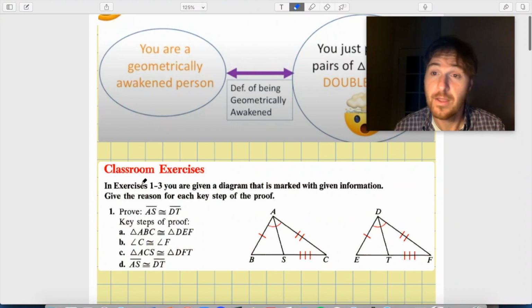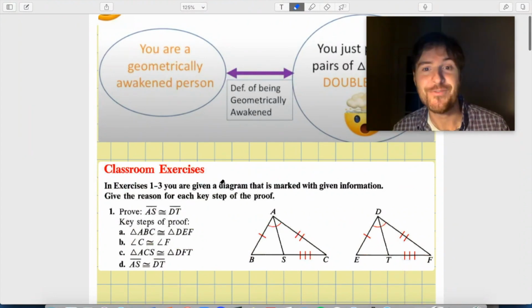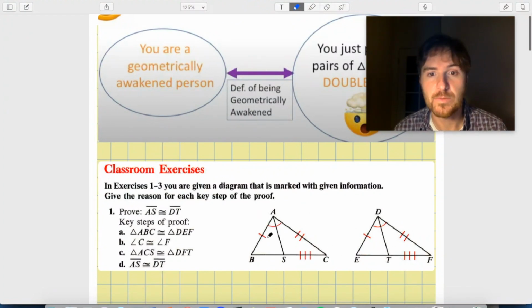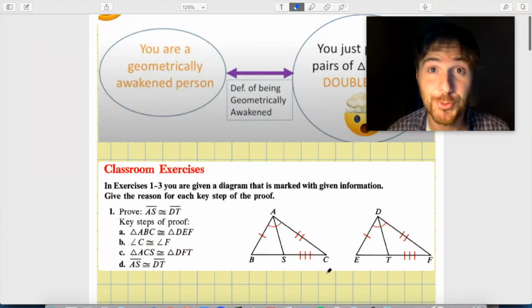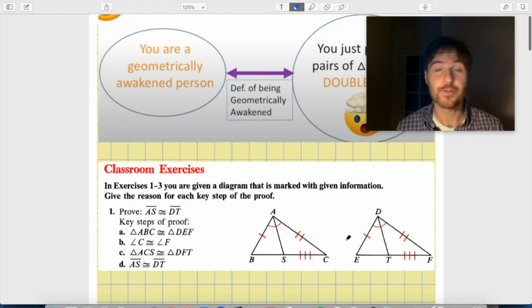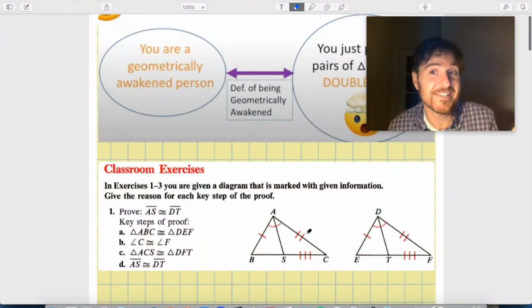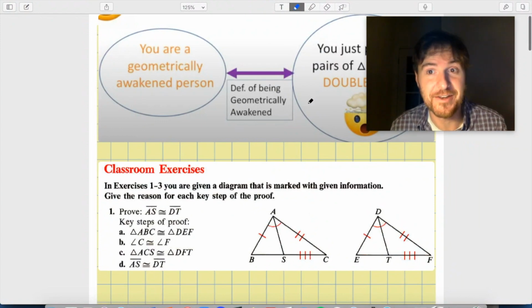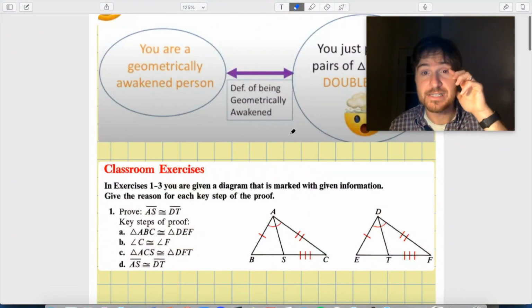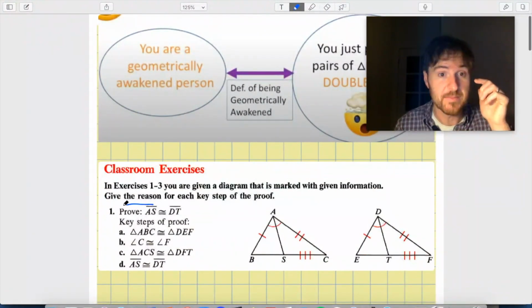Classroom exercise number 1, again, read the directions, figure out what you got to do here. In exercises 1 through 3, you're given a diagram that is marked with given information. So here, this whole thing is the diagram. I see 1 triangle, 2 triangles. Oh, wait, I see a 3rd triangle. I see 6 triangles total in this all-inclusive diagram. So I'm probably going to have to prove at least 1 set of triangles are congruent, if not 2, to get to ultimately what I'm trying to prove, which is going to be this.